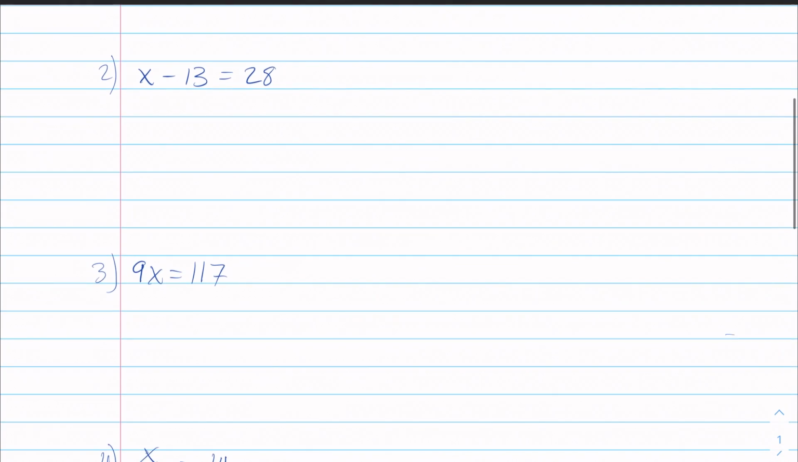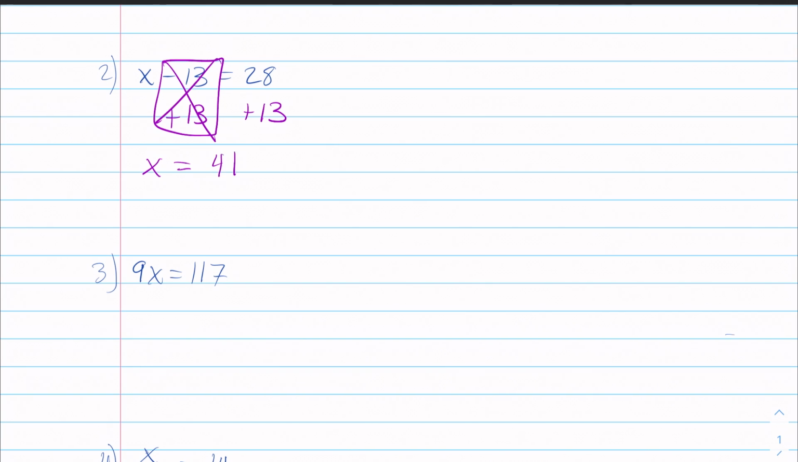Number 2, x minus 13 equals 28. So again, take a look. What's happening to the x? We've got a minus 13 right there, so we're going to do the opposite of whatever's happening to the x. So we will add 13 to both sides to keep it in balance. Minus 13 and plus 13 together go away. So that leaves us with x equals 13 plus 28, which is going to be 41.